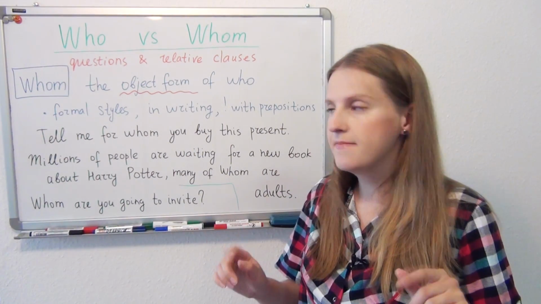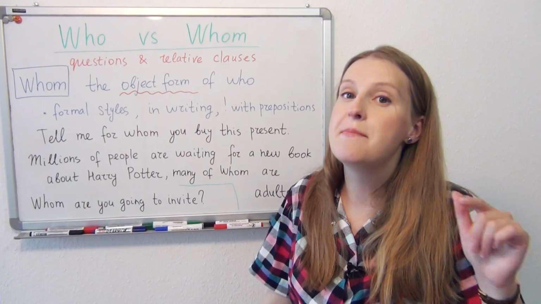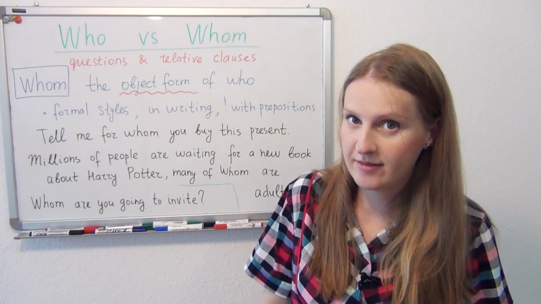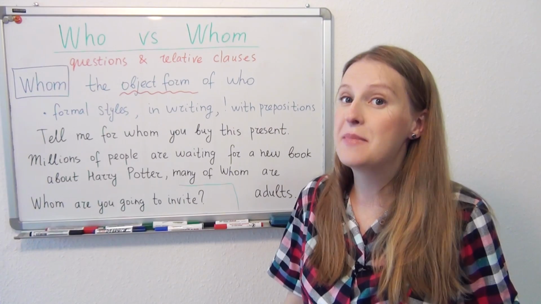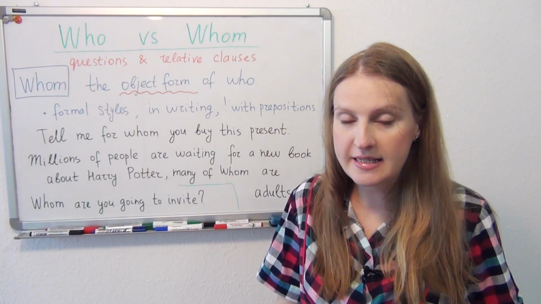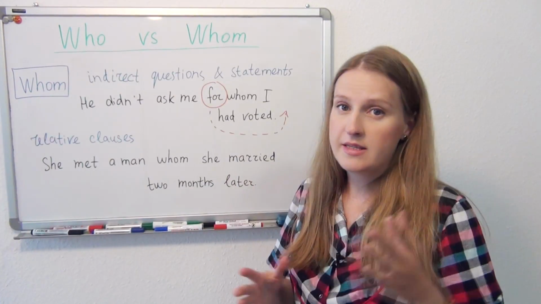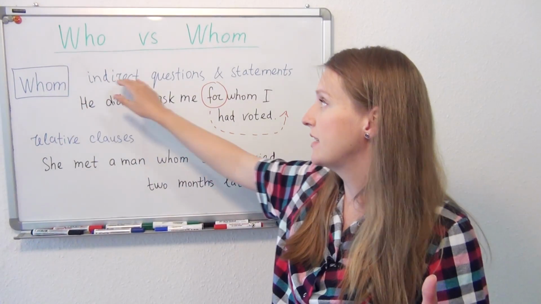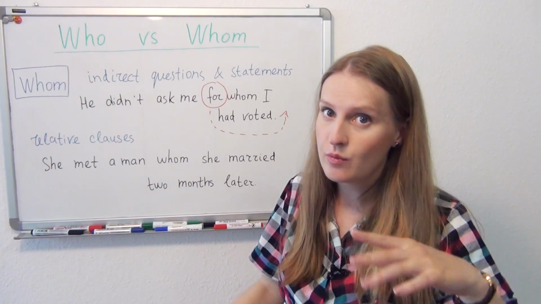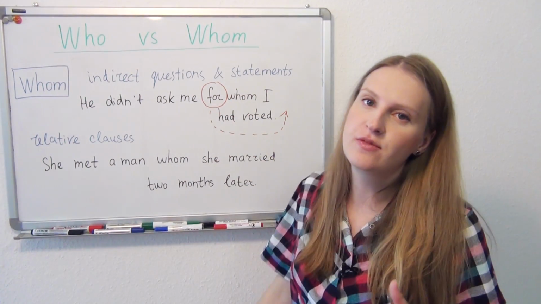Another example would be, millions of people are waiting for a new book about Harry Potter, who is the main character of books by J.K. Rowling. Here, who is the main character? We can't say whom. Who is the subject within this sentence, and it is used alone, not within the phrase. As I have already mentioned, we can use whom in indirect questions and relative clauses too, when it is the object within its own clause. He didn't ask me for whom I had voted.